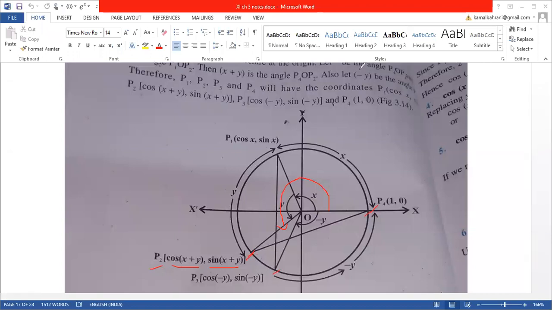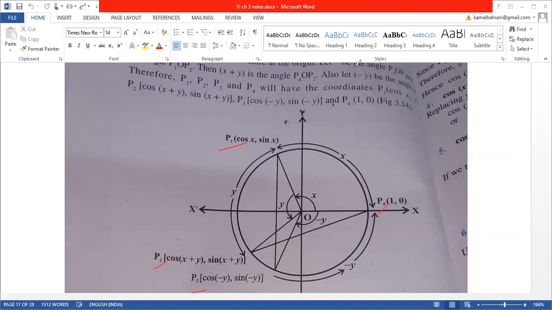Now for P3, if we take a negative angle this way, this angle is equal to minus y. If this is y, this is minus y. So if it is minus y, the coordinates will be cos of minus y, sine of minus y.